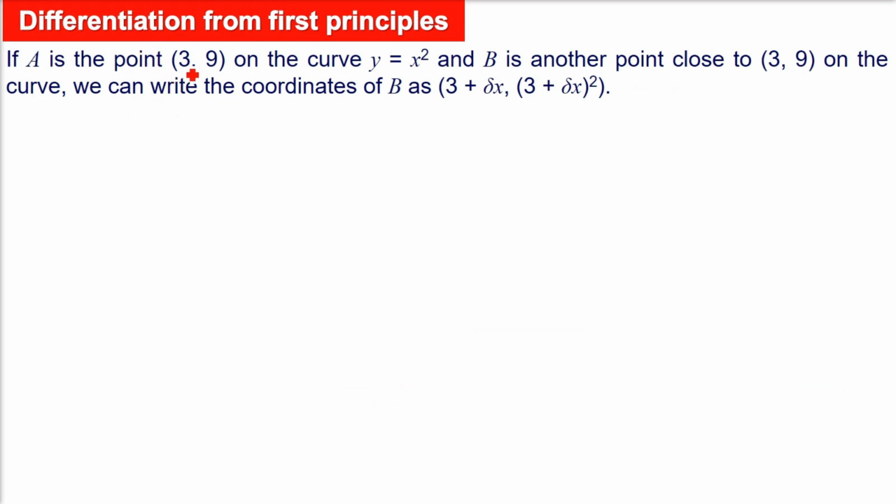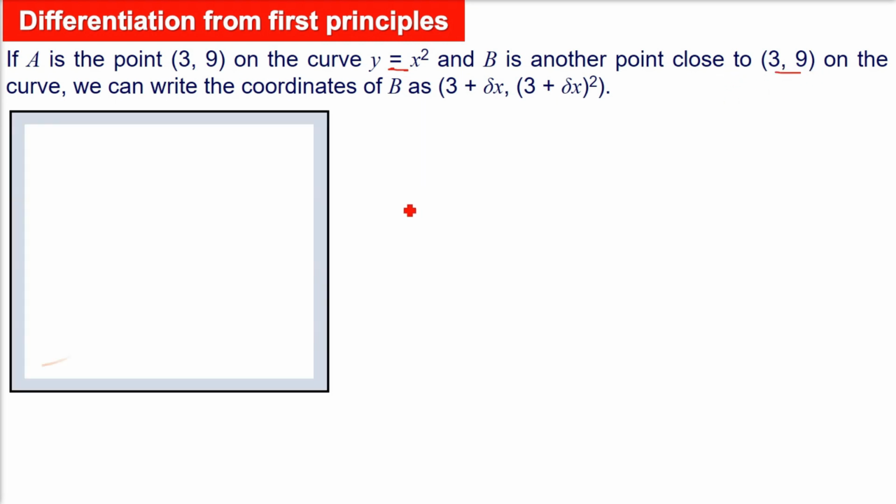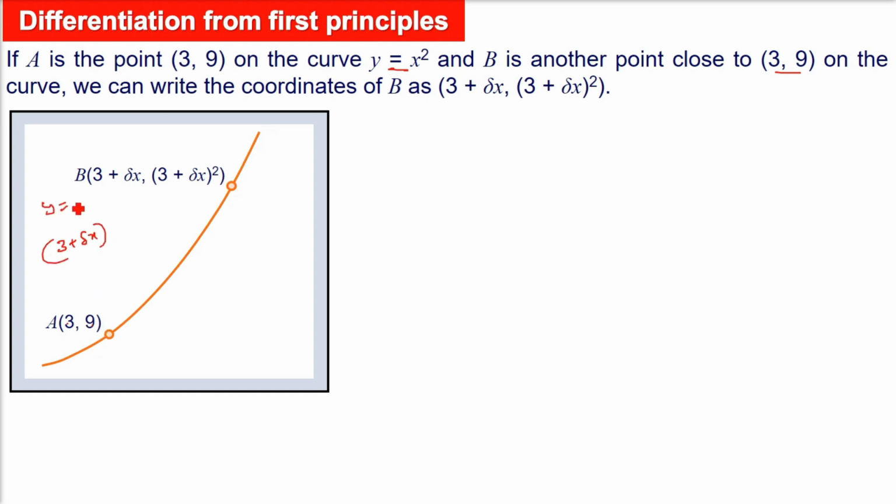Now we are just extending it to be more clear. If we have a point (3, 9) on this curve y equals x square, and B is a point very close to A, we just add a delta x, very small. It can be assumed to be 0. So to 3 we are adding just a delta x. And what will be the y? Because x is 3, y will be 3 plus delta x whole square, because the function is y equals x square.